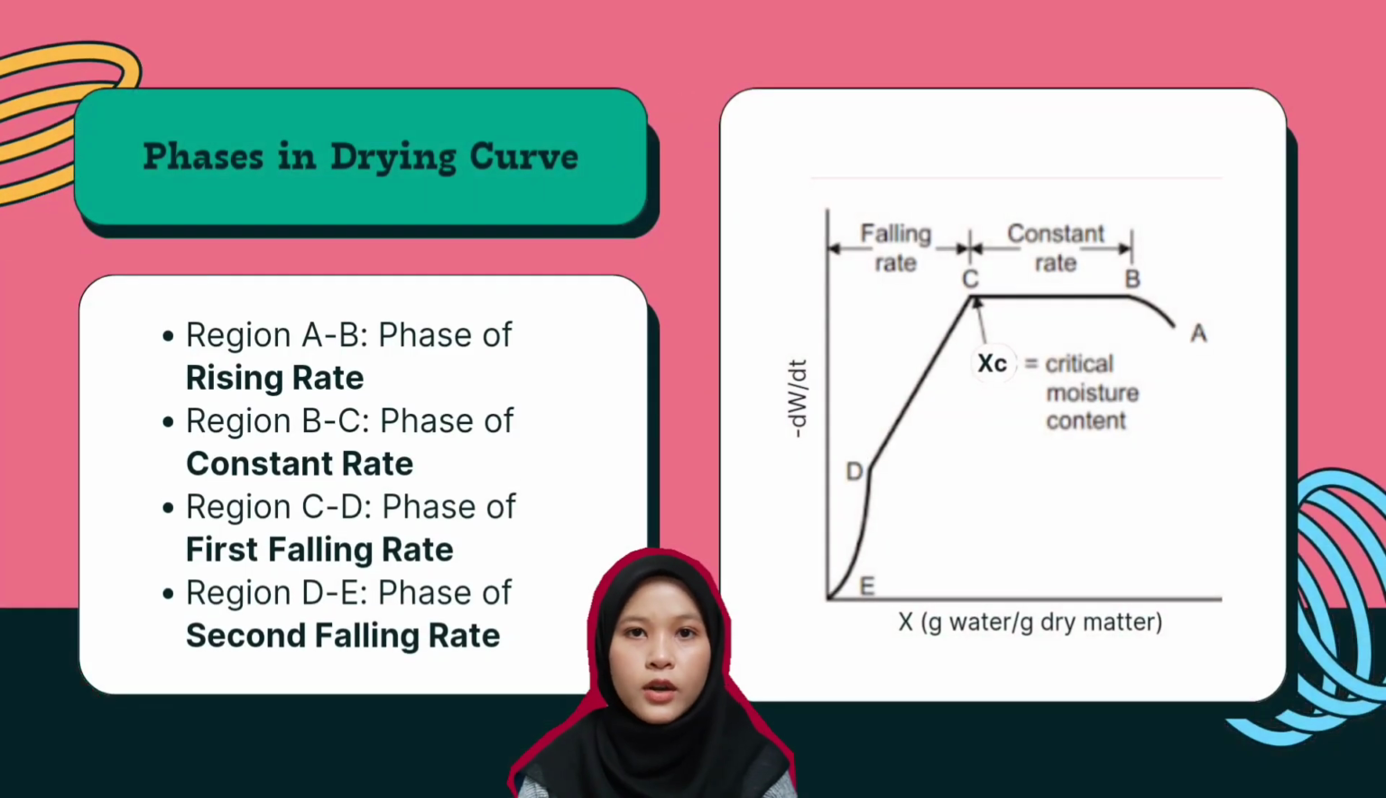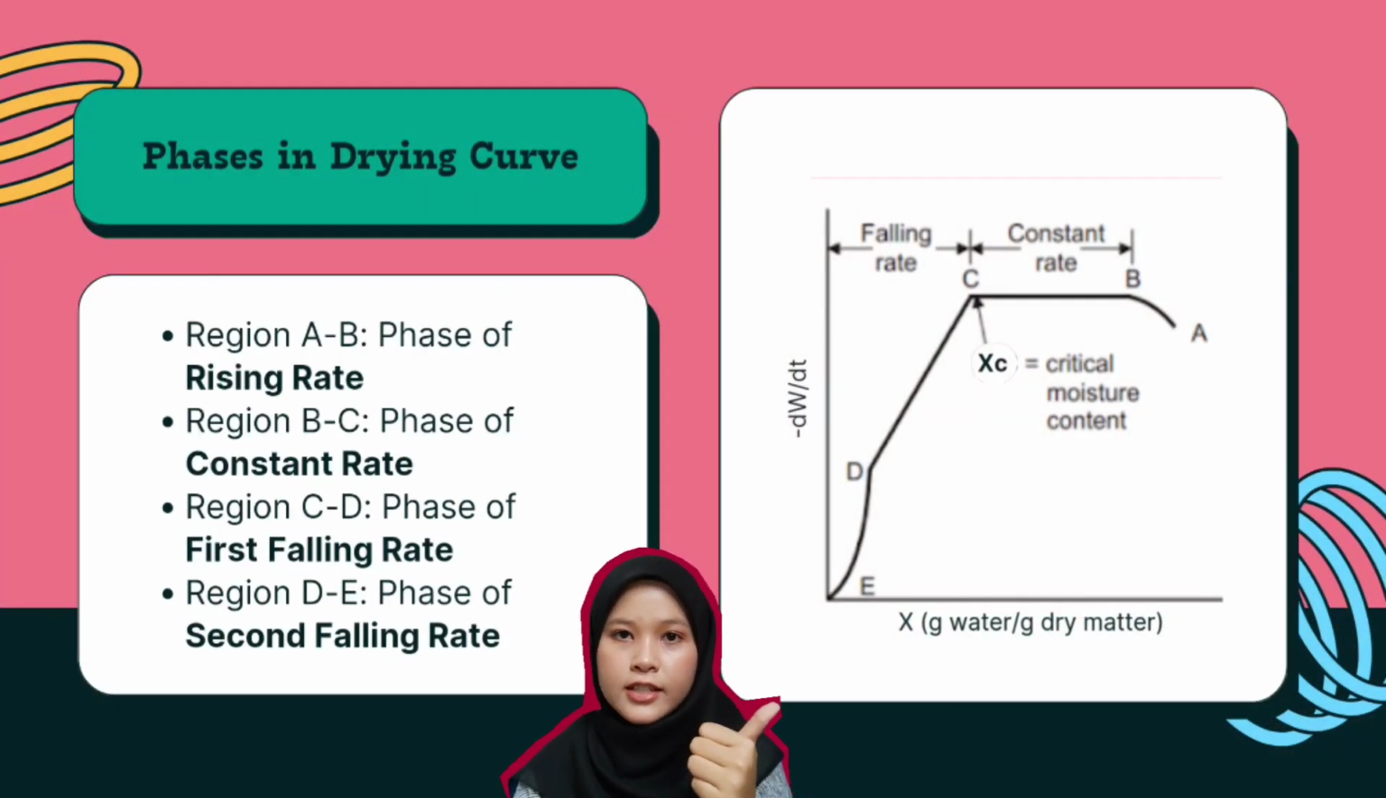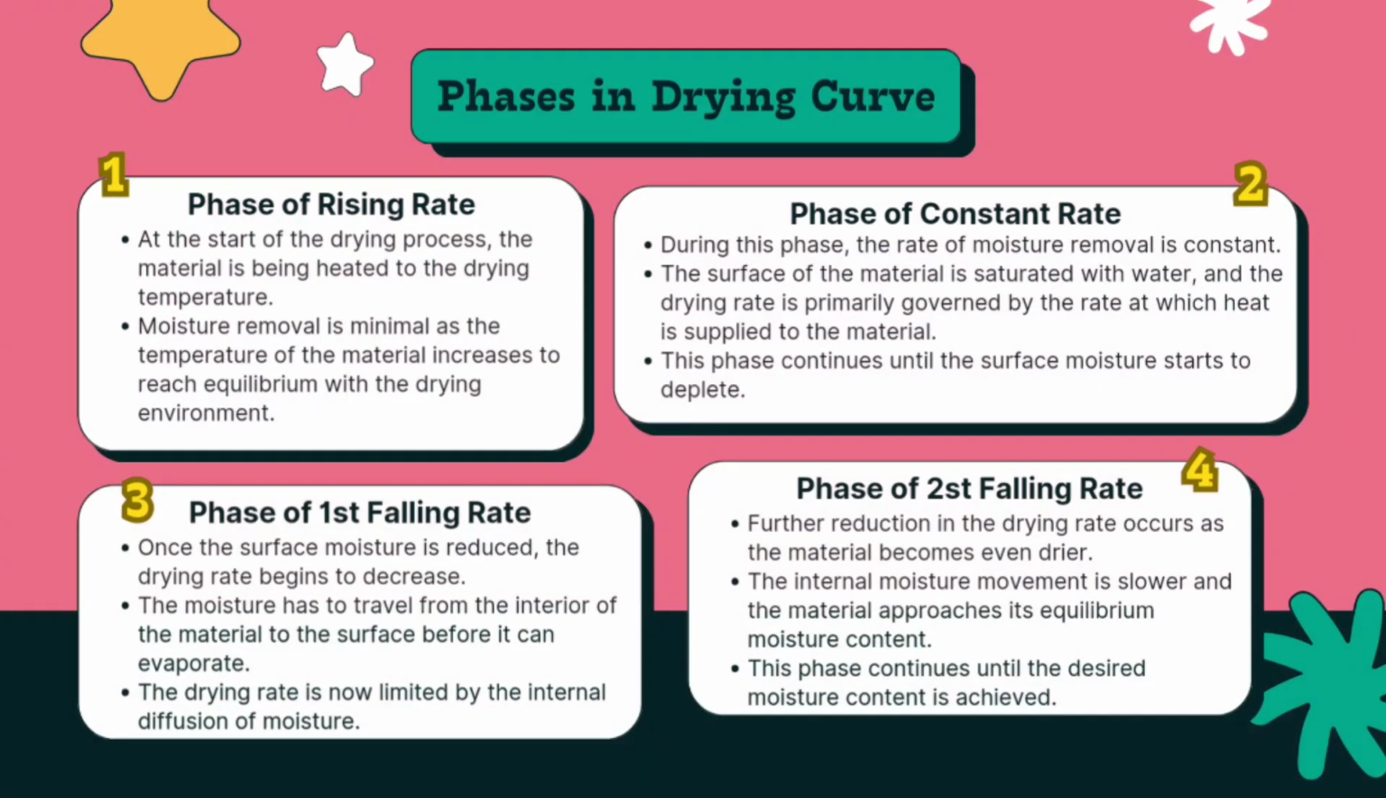The drying curve consists of several phases. Firstly, rising rate phase. Secondly, constant rate phase. First falling rate phase. And lastly, second falling rate phase. During the rising rate phase, the material is heated to the drying temperature. Moisture removal is minimal initially as the material's temperature rises to reach equilibrium with the drying environment.